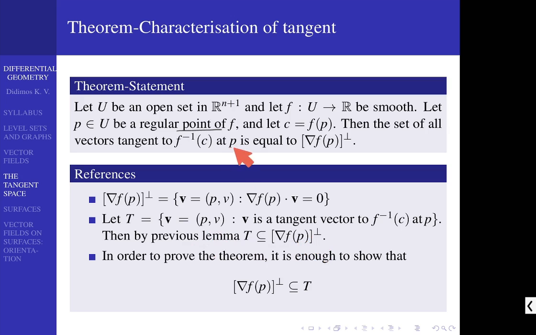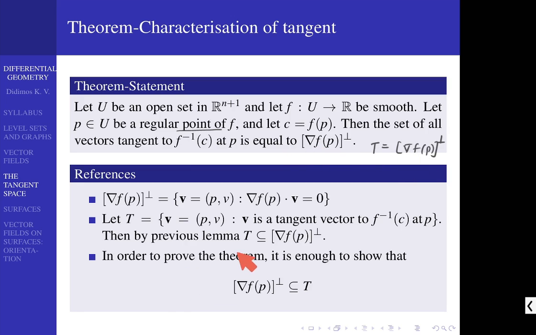Now in order to prove this theorem, what is the meaning of this theorem? This theorem says that T is equal to del f of p perp. This is what we have stated in this theorem: the set of all tangent vectors to f inverse c at p is equal to this. So we need to prove this equality.